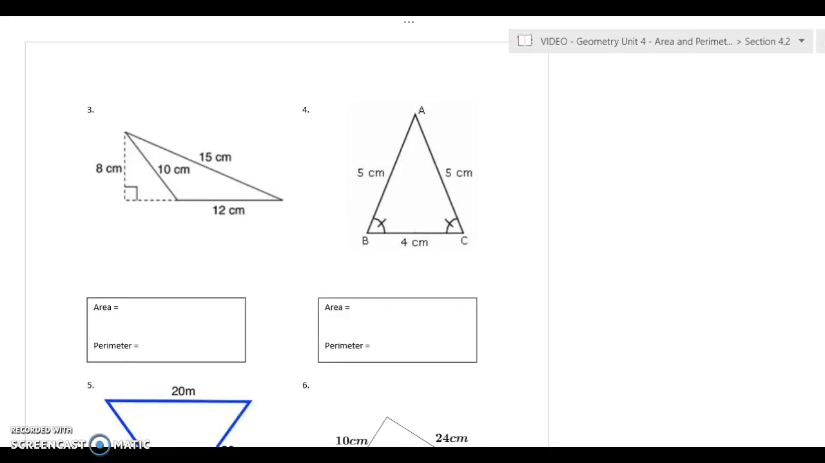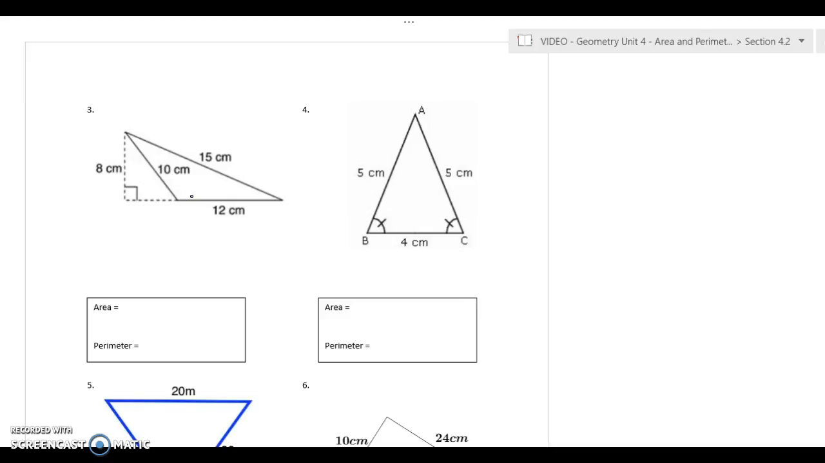In number 3, we have what's called an obtuse triangle. So that angle between the 10 and the 12 is hopefully clearly larger than 90 degrees. So again, to find the area, we want the base and the height. The reality is we already have it.